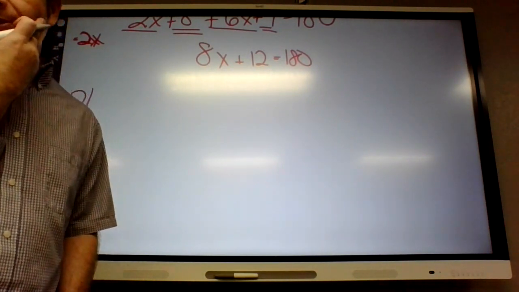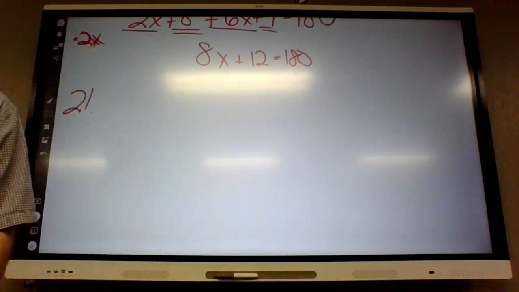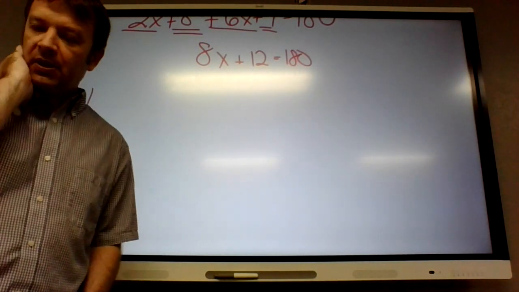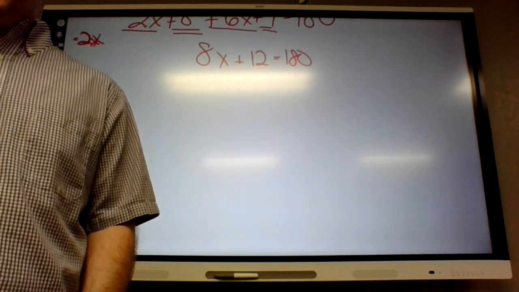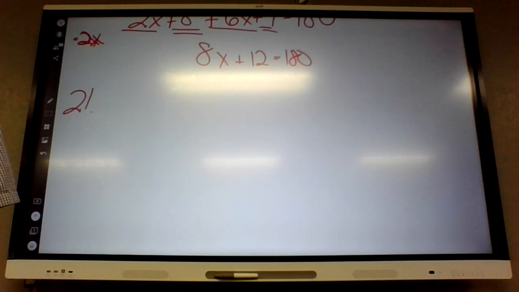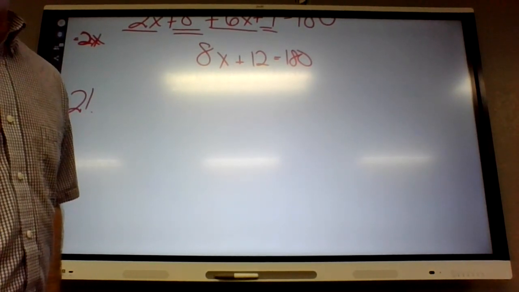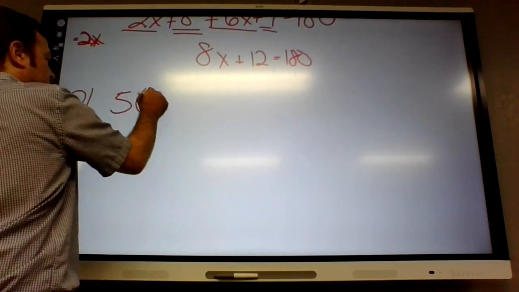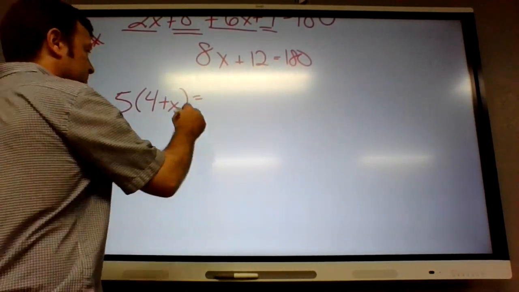Okay, it says angle 4 and angle 5. So what do we know about angle 4 and angle 5 from the picture? They are the same. Yeah, they're alternate exterior angles, and you see how they look the same? So it's just like number 19, those two angles are equal to each other, so one equals the other.